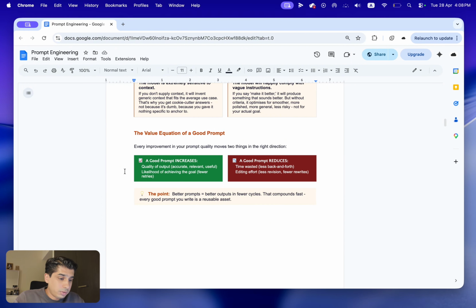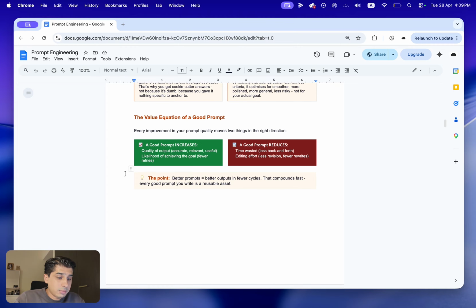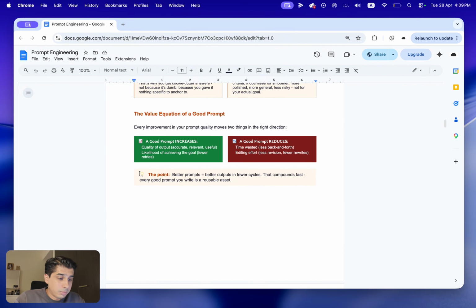Now, a good prompt reduces time wasted: less back and forth, fewer amendments, fewer changes, less conversation, and less editing effort. So fewer revisions, fewer rewrites, okay? And I'm sure you must have noticed that the further on you go in the conversation, the more off topic it goes. It's because you're just not being clear enough, or you're giving it information far too late and it already understands something else, right? Now, the point here is better prompts equal better outputs in fewer cycles. That compounds extremely fast, right?